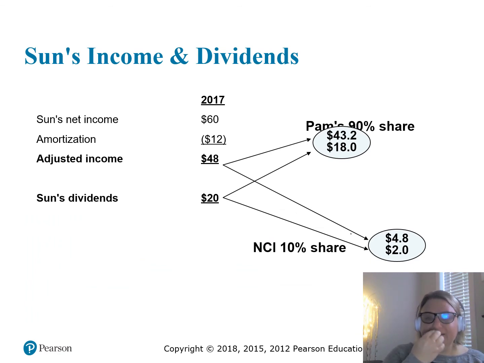Okay, so let's take a look at the breakdown from the non-controlling interest and the controlling interest. So we take the adjusted income. We're going to peel off the part that doesn't belong to Pam, right, which is the non-controlling interest share from the 48. So her 90% share is 43.2. We're going to take off the dividends that belong, again 90%, and then peel off the non-controlling interest share of 2.